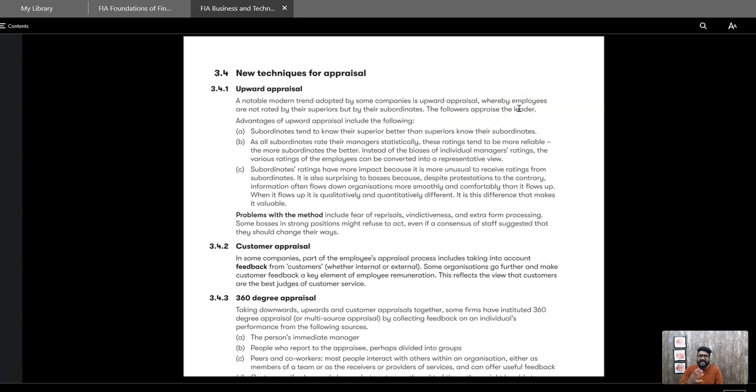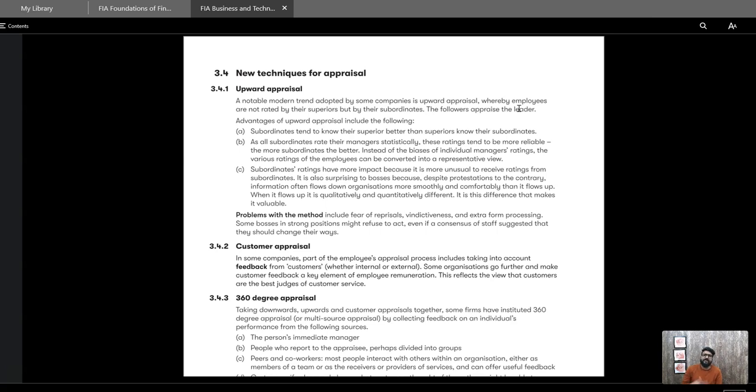So here the leaders are getting appraised by the subordinates, and advantages of this upward appraisal include: subordinates tend to know their superior better than supervisors. So the lower level employees will be getting to know more about the dominating person. As all subordinates rate their managers statistically, these ratings tend to be more reliable. So each and everyone will be getting the chance to appraise their boss. Last one, subordinate ratings have more impact because it is more unusual to receive ratings from subordinates.